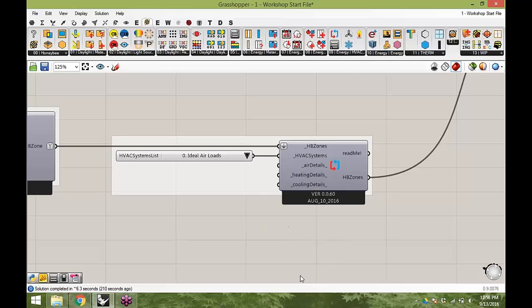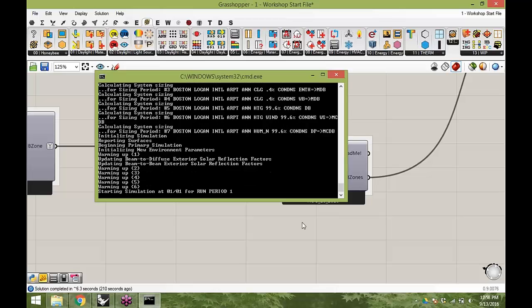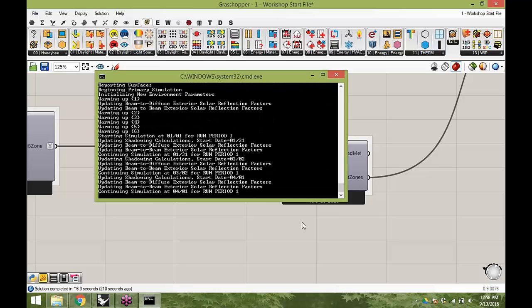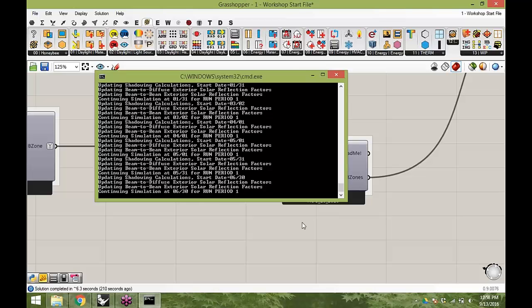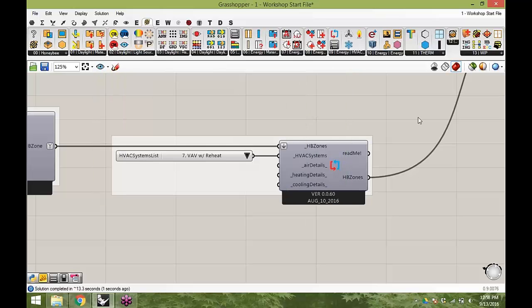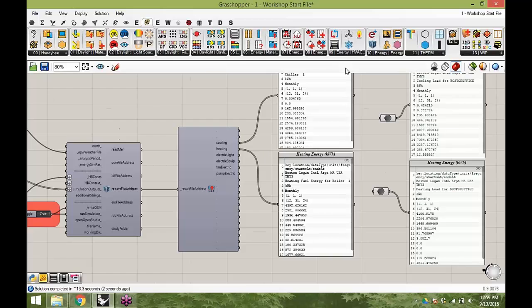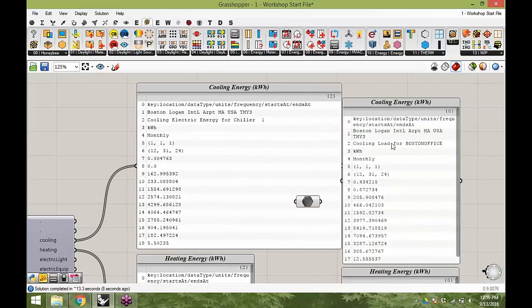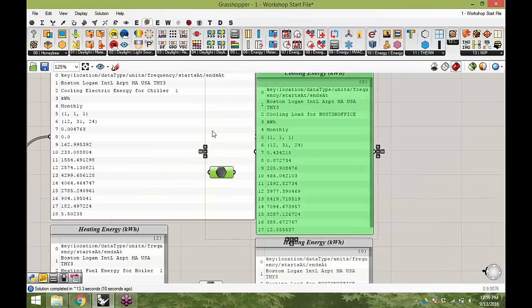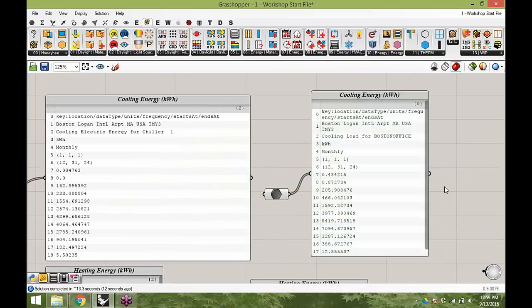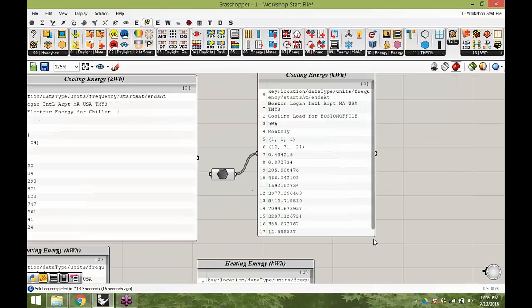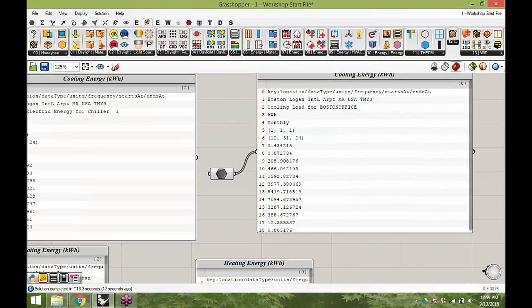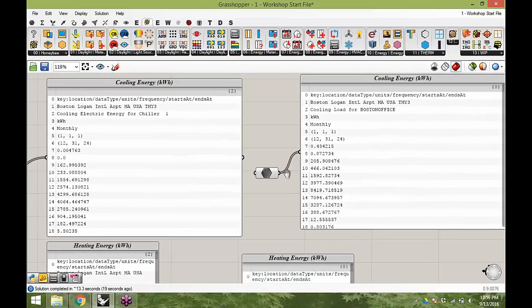So, all right. With that, I'm going to switch over to system 7, which is a variable air volume with reheat. And we're going to rerun our little office model here, just so that we can understand the difference between an ideal air system and a full HVAC like what we're modeling right now. Let's compare these two. First, looking at the cooling between the ideal air system, which is on the right here, and the full VAV system, which is on the left.